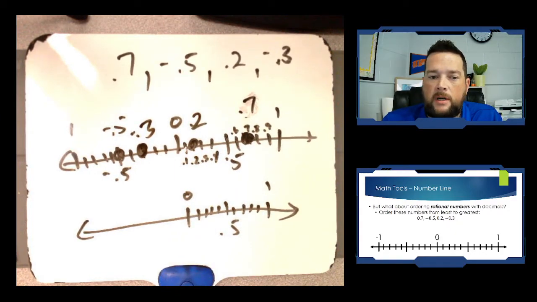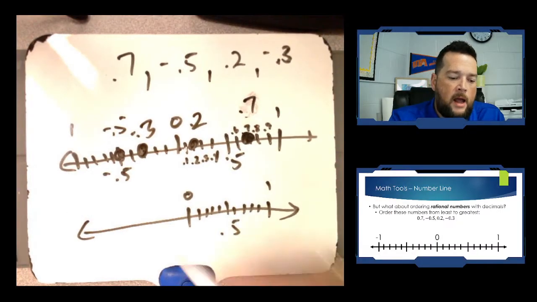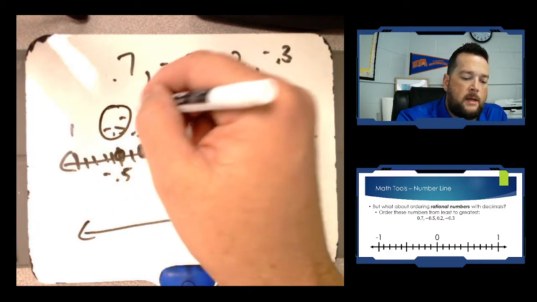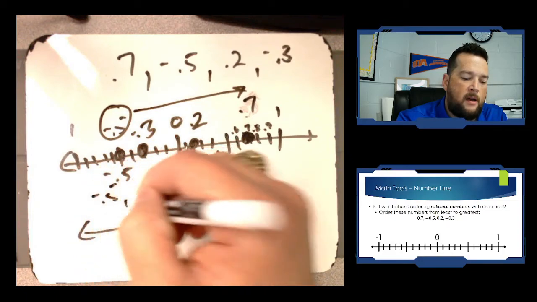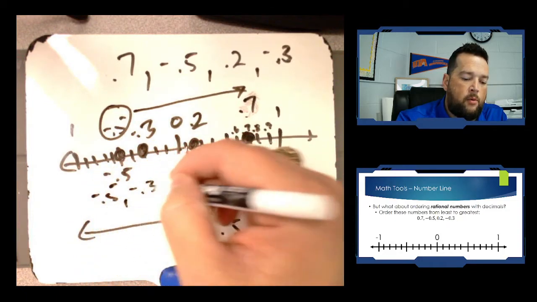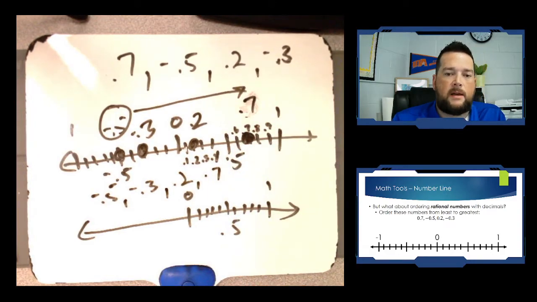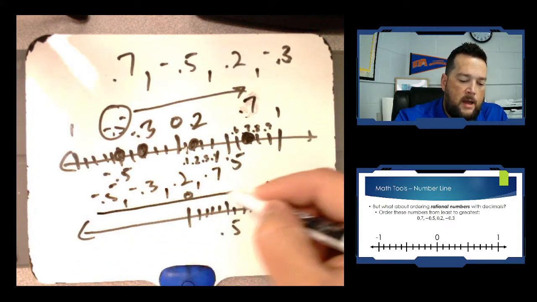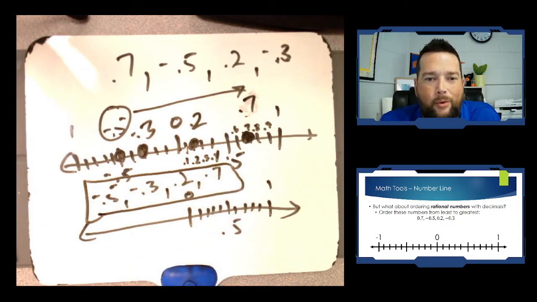The question said, order them from least to greatest. So once I've put them on my number line, I'm going to read them from right to left. So the least would be negative 0.5, and the next least would be negative 0.3, then you have 0.2, and then 0.7, just like that. All right, so that would be my answer to the question. I'll just box it in. And I've got a really messy board, I know, but hopefully you can kind of understand how I did that.